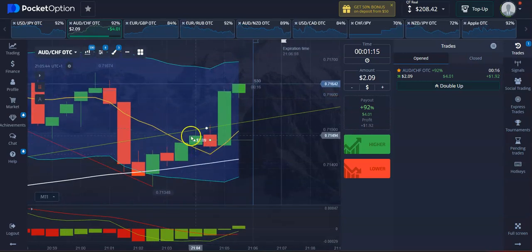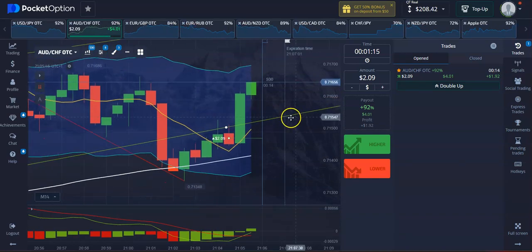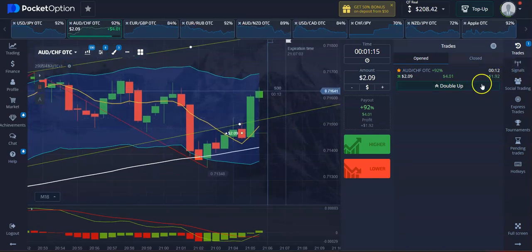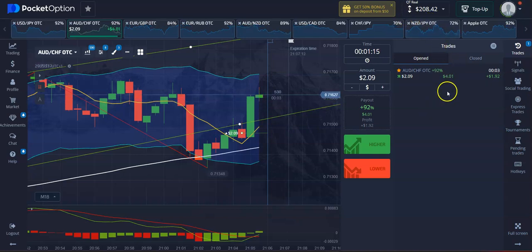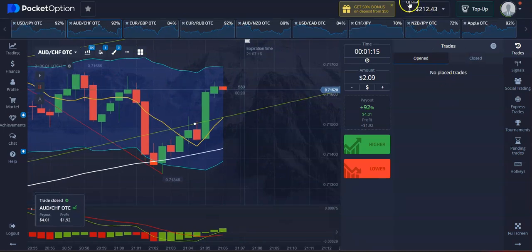Okay, that's why I took one trade, two trades, and three trades. Okay, seems like we got 12 seconds, 10 seconds to go. Hopefully we're gonna clear this one too. And yeah, we made $10. So we started with 202, so now we got 212, so that's the 5% clear right there.